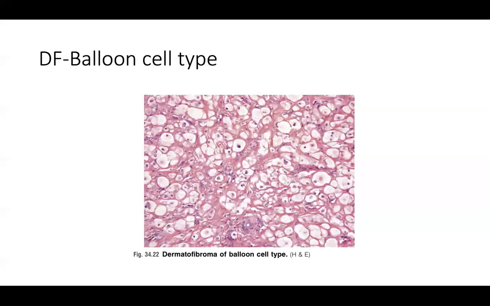Balloon cell type. Just as I said, you want to rule out entities that have balloon cells or clear cells, because that brings up the possibility of a balloon cell melanoma or a balloon cell nevus. So you want to rule out a melanocytic lesion. And if your stains are negative and you're left with just a dermatofibroma in your differential, then that's something you can include.